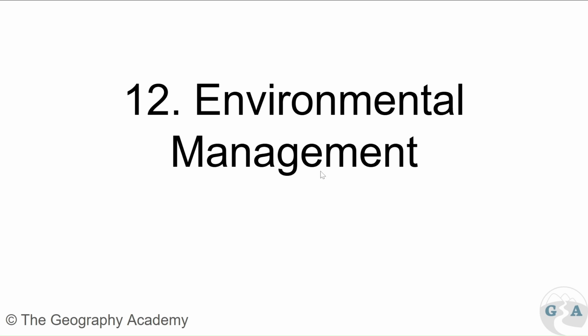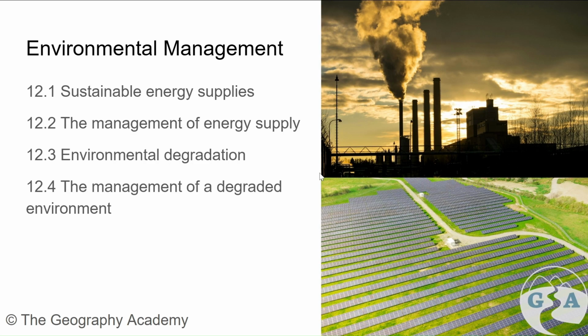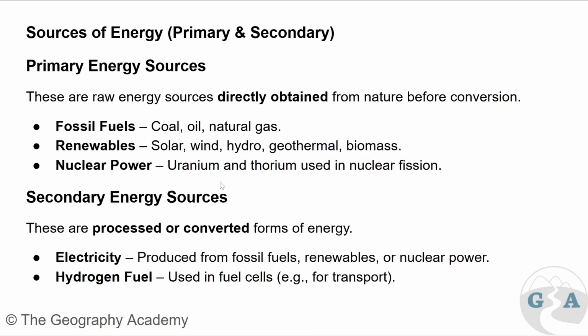So 12 is environmental management. We have it broken down into 4 sections again. Sustainable energy supplies is first, for 12.1. Now, the primary sources of energy that we have: fossil fuels, renewable, and nuclear power. Secondary sources then is when we're using that power through another source like electricity and hydrogen using fuel cells as well. So they're processed.